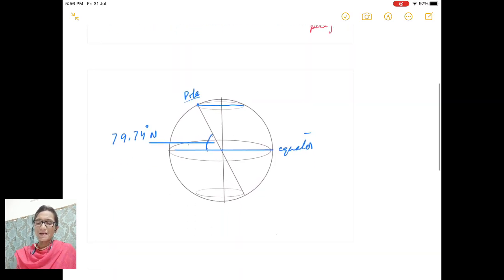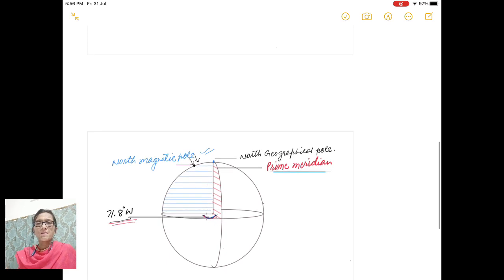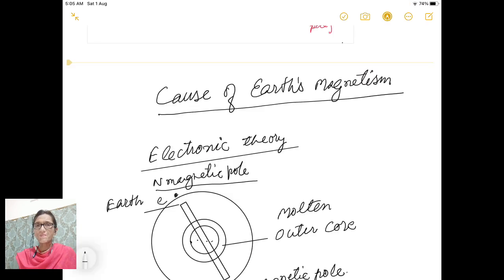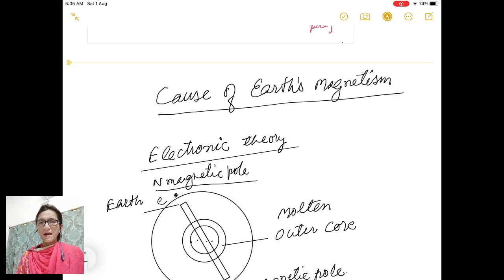Now, the earth's magnetic field at different places is different. It varies from point to point. Earth has magnetism. It has a magnetic field all along, and it is of the order of 10 to the power minus 5 Tesla.